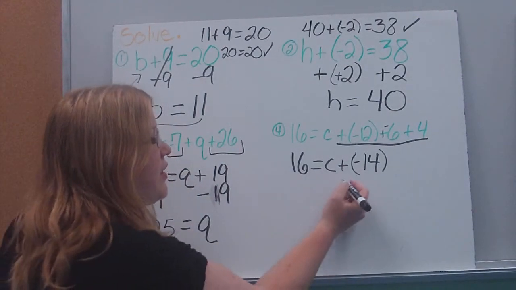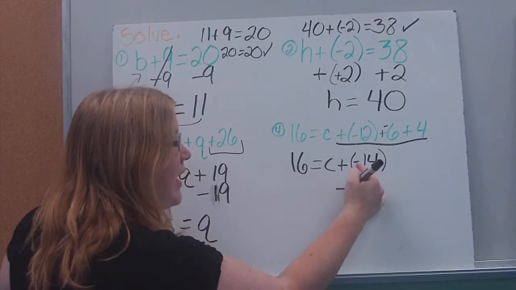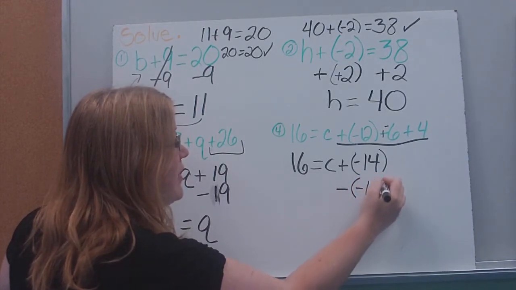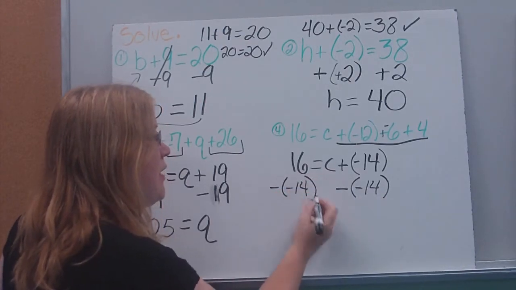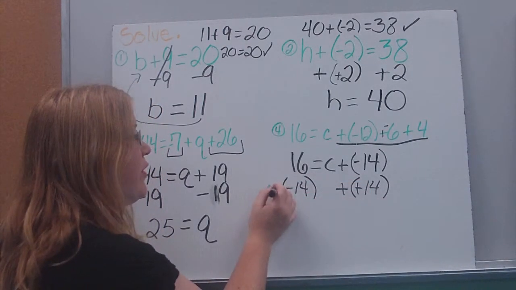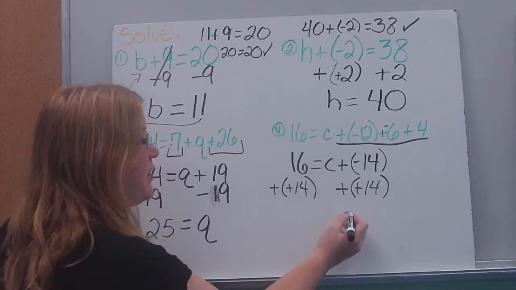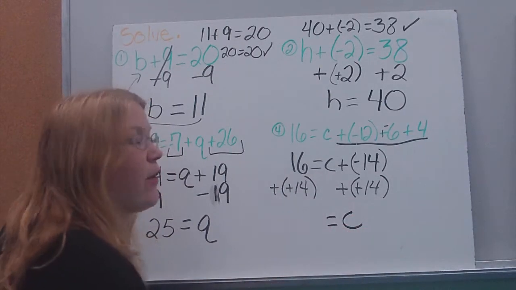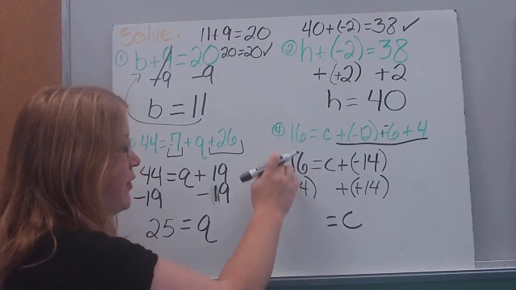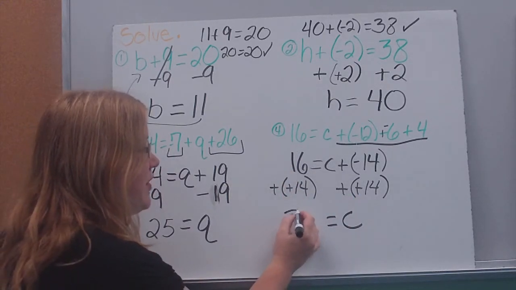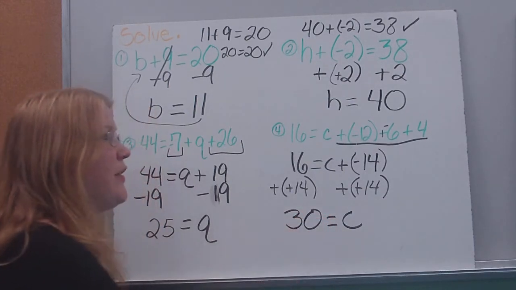So again, how am I going to undo my addition? I'm going to do it by subtracting. However, remember, I'm subtracting or I'm taking away negative 14. And again, how do we do that? Well, we do that by adding the additive inverse. On this side, I've now isolated my variable. I've kept it balanced because I've done the same thing to both sides. 16 plus 14 gives me 30.